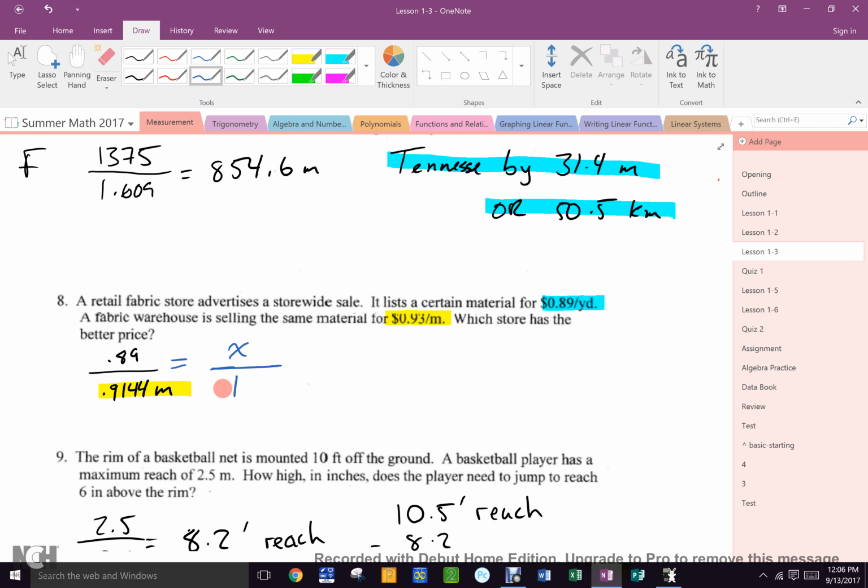What are the numbers that cross? The ones that match up. So it was 0.89 times 1 divided by 0.9144. And that got you something like 97, I think. So these guys are 97 cents a meter. These guys are 93 cents a meter. So, of course, you would buy it from the warehouse. Right?